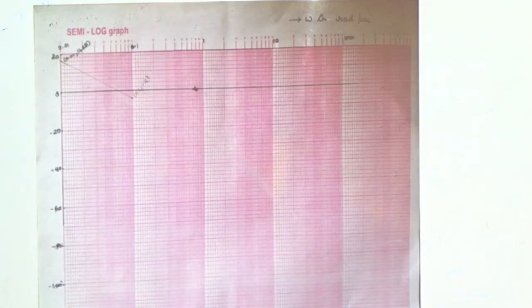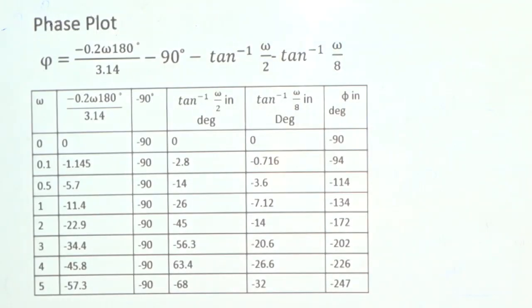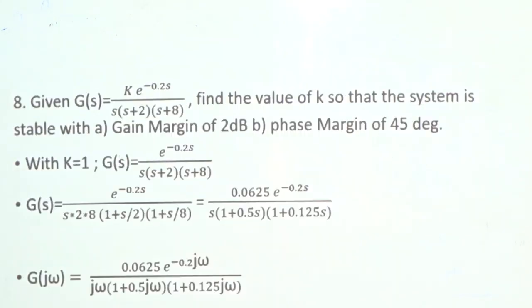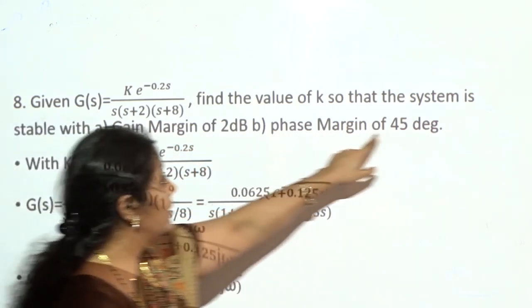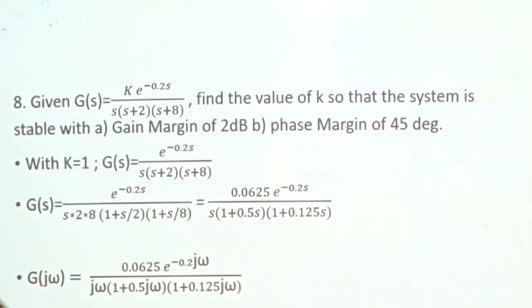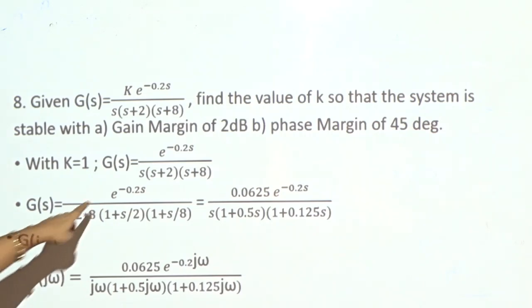Then coming to the phase plot, there is one more thing being asked in the question, where we have to find the gain margin for 2 dB and phase margin for 45 degrees. Here, first let us assume K to be 1. We are doing it assuming K to be 1.